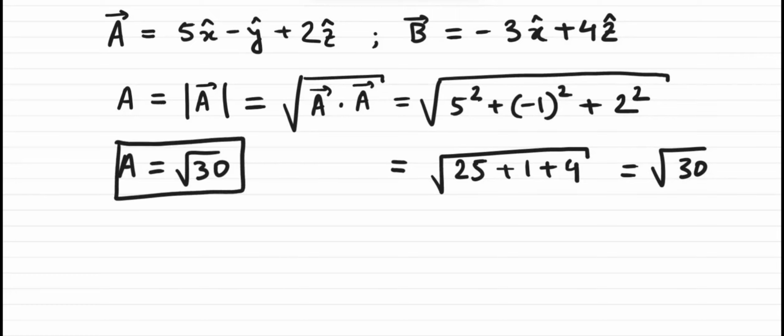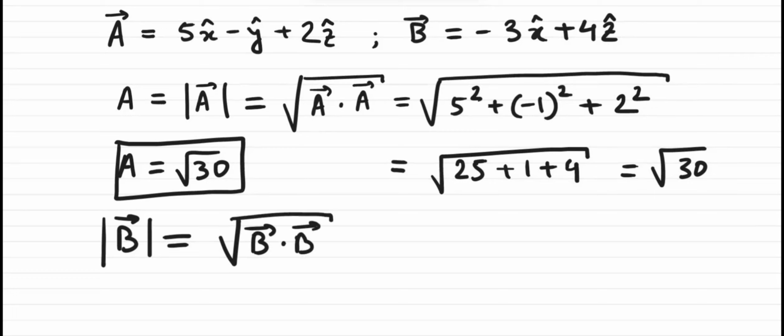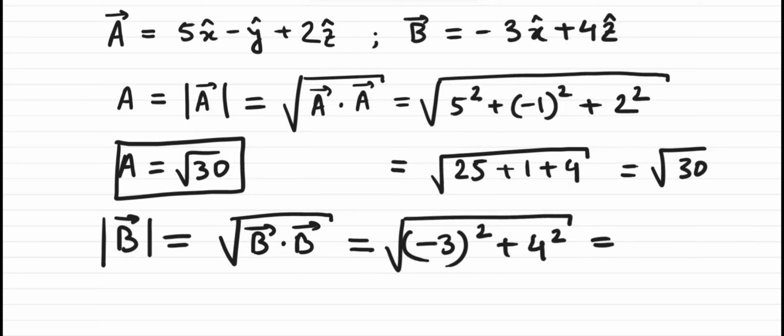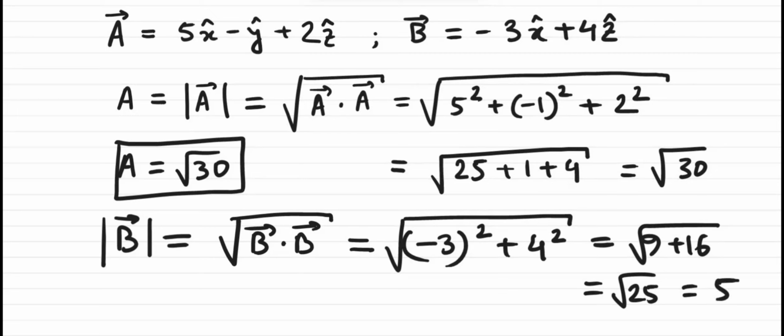What about the magnitude of B? Well, the magnitude of B is the square root of B dot B, which is equal to the square root of negative 3 squared plus 4 squared, and that is of course 9 plus 16, which is the square root of 25, which is 5. So B equals 5.